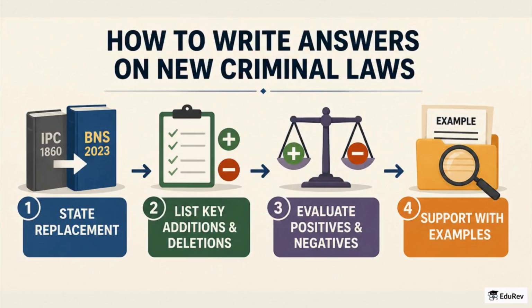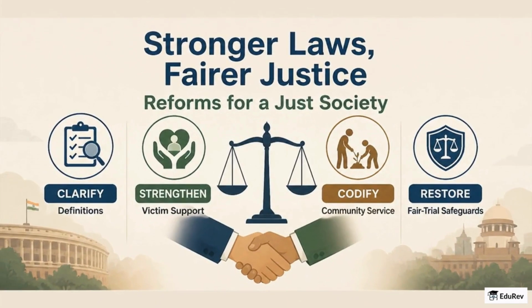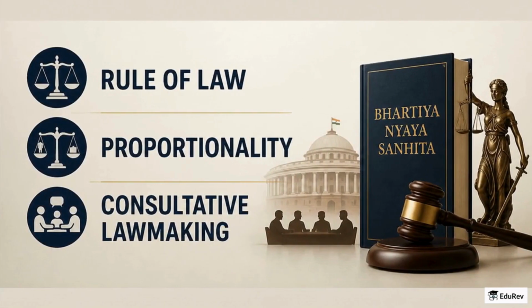So, what should UPSC candidates write in an answer on these laws? Start with a clear statement of replacement, list key additions and deletions, then evaluate positives and negatives with examples. Use a short, balanced conclusion that suggests reforms. Clarify definitions, strengthen victim support, codify community service, and restore fair trial safeguards. For essay or ethics, frame arguments around rule of law, proportionality, and the need for consultative lawmaking.